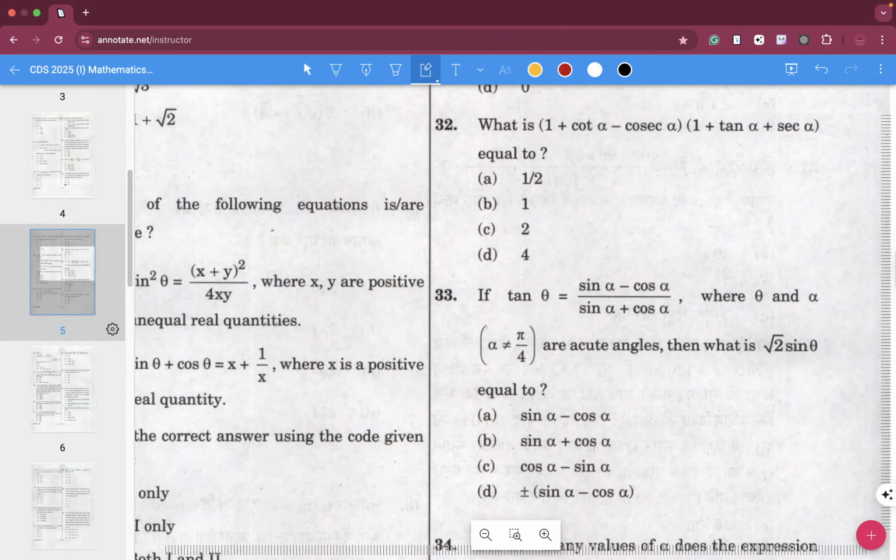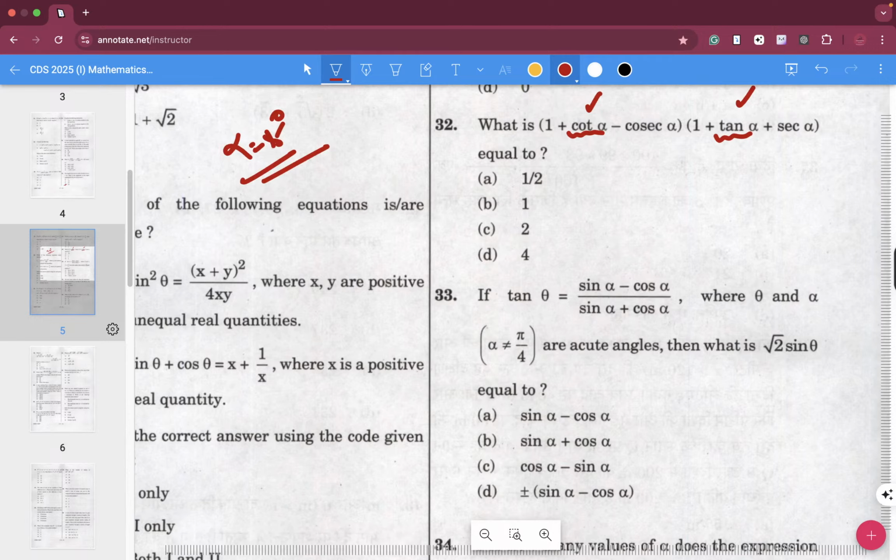Question number 32. What did I teach you? If you ever come across cot and tan, you have to take what value? Alpha is equal to 45, right? Is that what we have to take? You can take any values of alpha, but if you see cot and tan, you have to put alpha is equal to 45. It will make your life slightly easier.